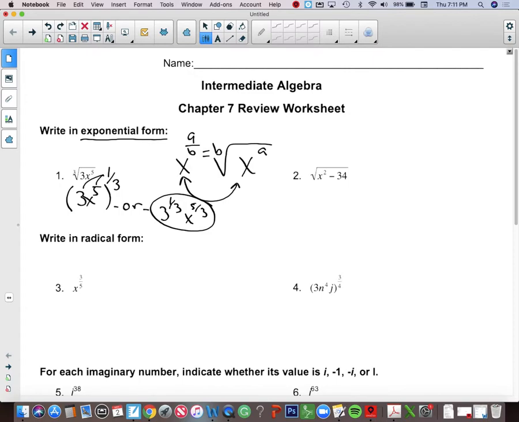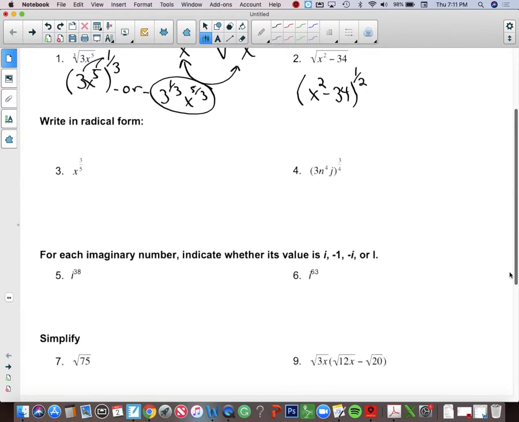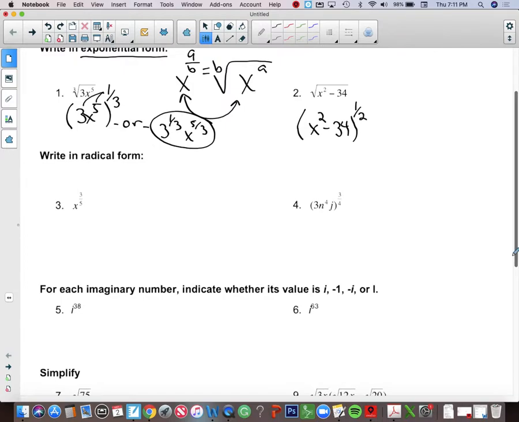Okay, so number 2, same thing, we have this square root over everything. So that means we need to put everything in parentheses, like this. And then a square root is the same thing as a 1/2 exponent. So there's a little 2 that's implied there. We don't usually write it just because it's implied, kind of like the 1 in front of an x sometimes. Okay, so now we're going the other way. We're going to write it in radical form.